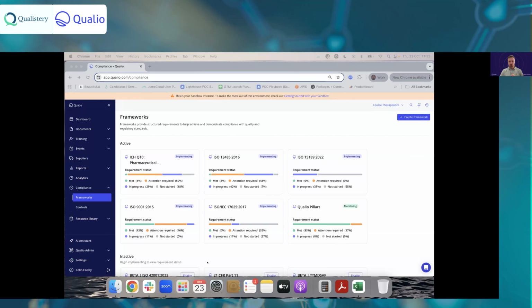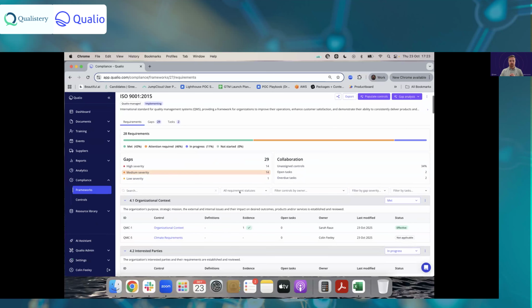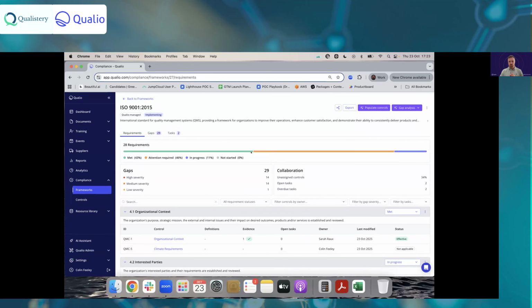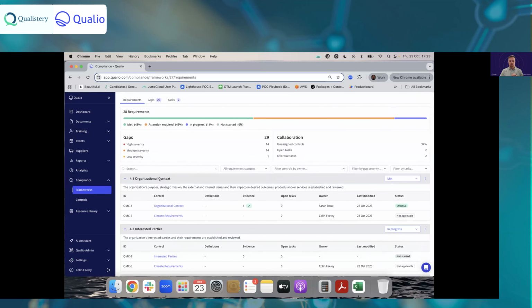So as you can see here, there's a number of different frameworks, and we can see that kind of visibility of where we are already with the number of requirements met versus attention required. But I'm going to start off this demo by actually going to 9001 instead of ICH Q10. And what we see here is we can see how much we've met in terms of requirements, but we can also see the requirements here and the controls.